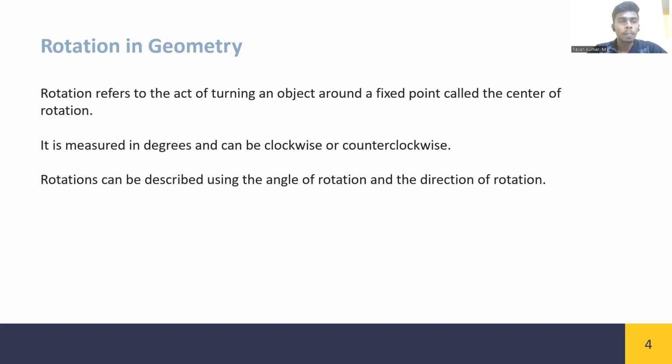Rotation in geometry. Rotation refers to the act of turning an object around a fixed point called the center of rotation. It is measured in degrees and can be clockwise or counterclockwise. Rotations can be described using the angle of rotation and the direction of rotation.